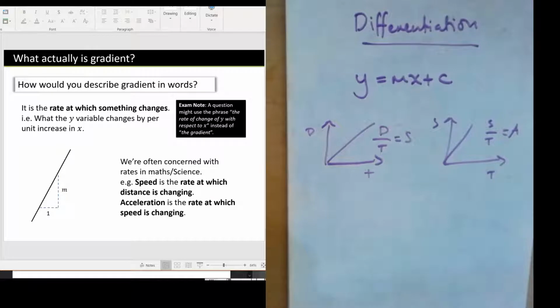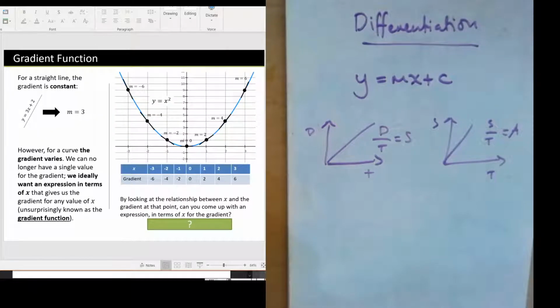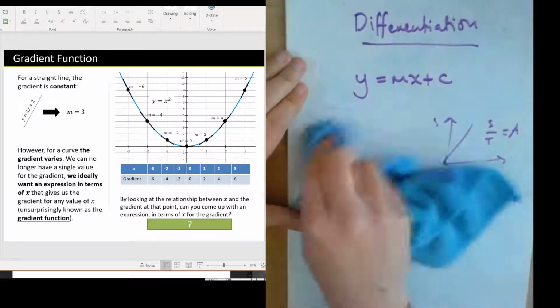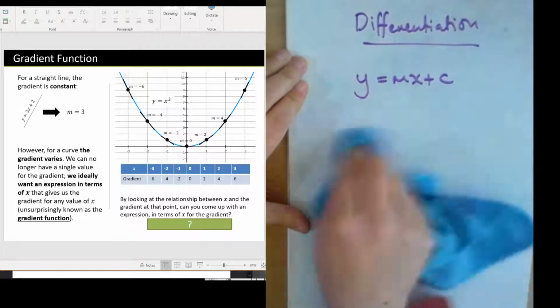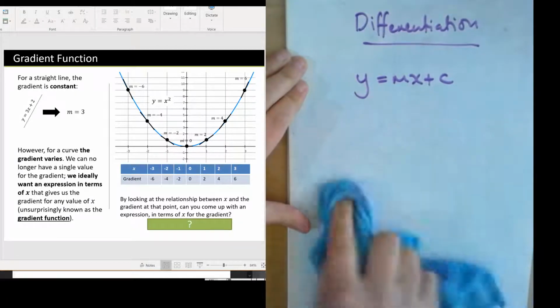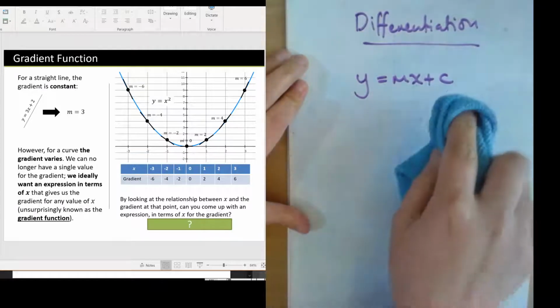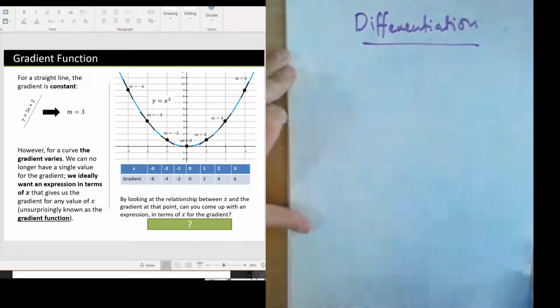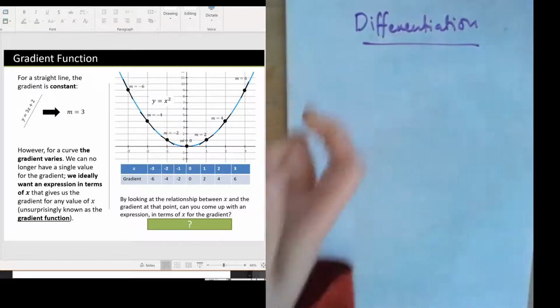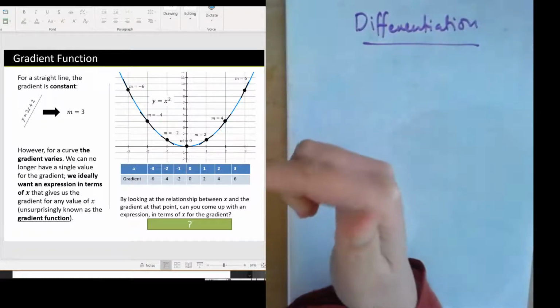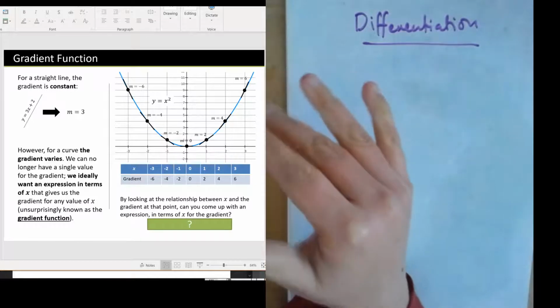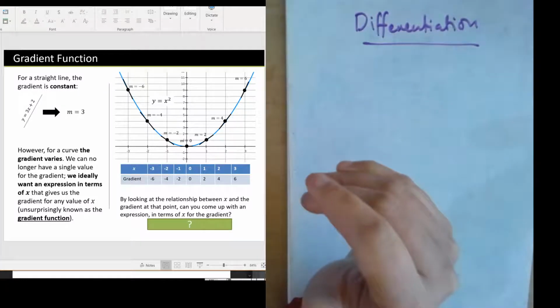For a straight line graph, if I look at the left-hand side of that screen that says the gradient function, it tells you that if I had the graph 3x plus 2, then the gradient will just be 3. But what would I do if I start having curves? I would have to draw a tangent for each and every point on that curve just to find the gradient at that point.